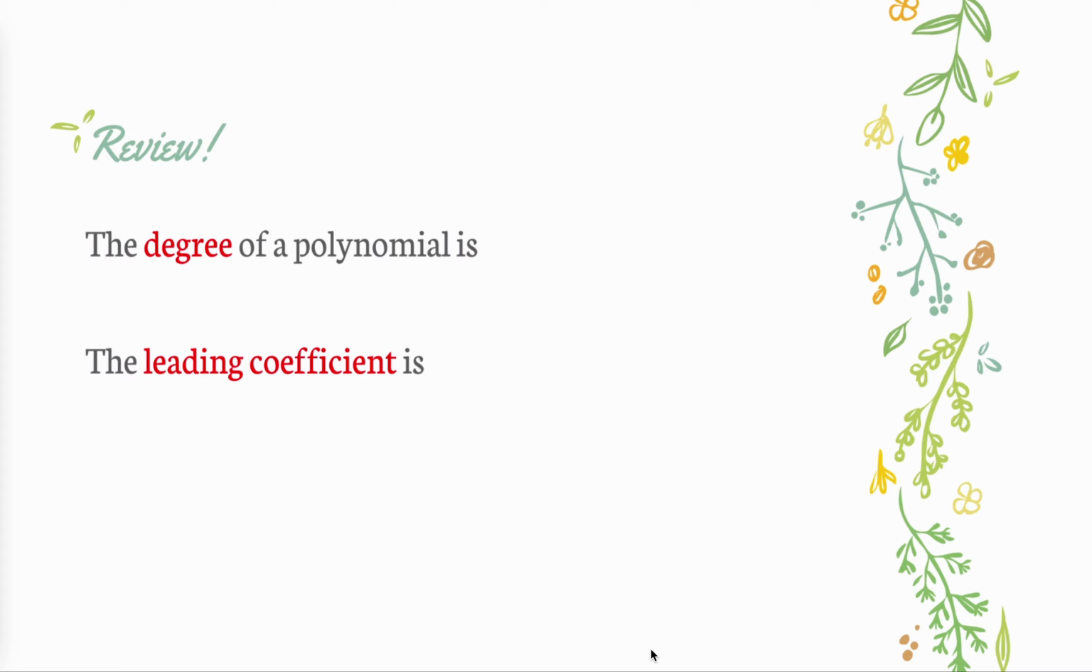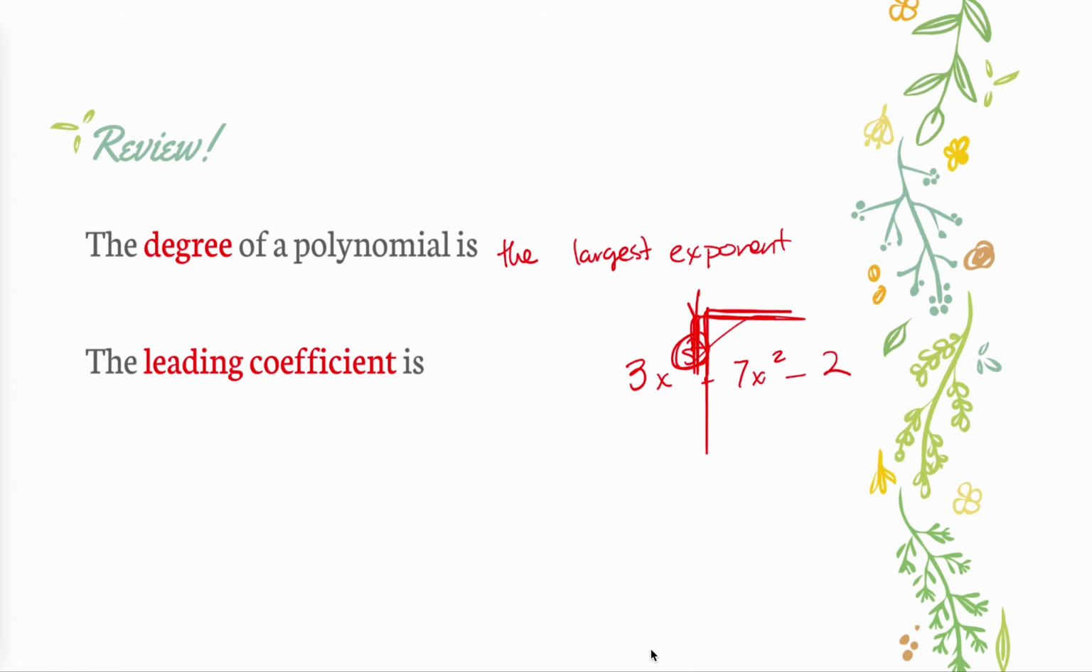The degree of a polynomial is the largest exponent. For instance, 3x to the 5th plus 7x squared minus 2, the degree is going to be 5.